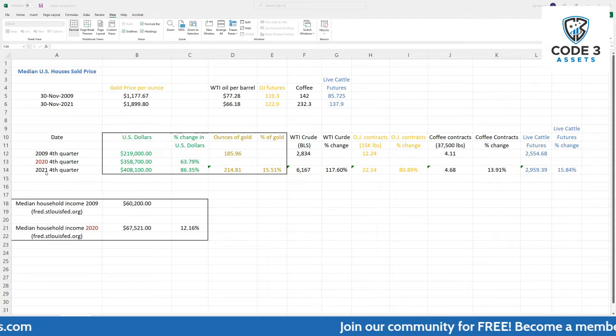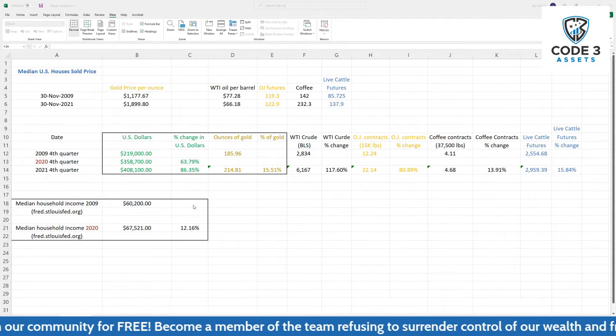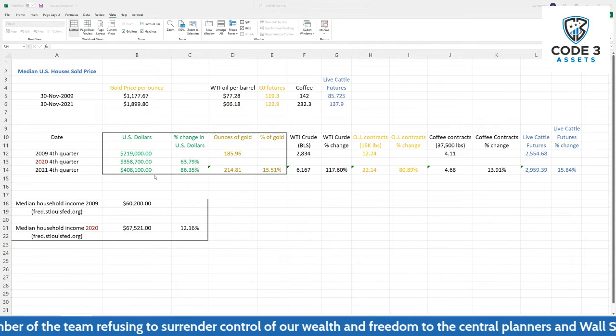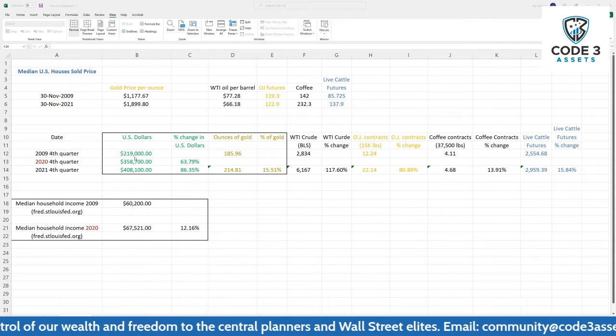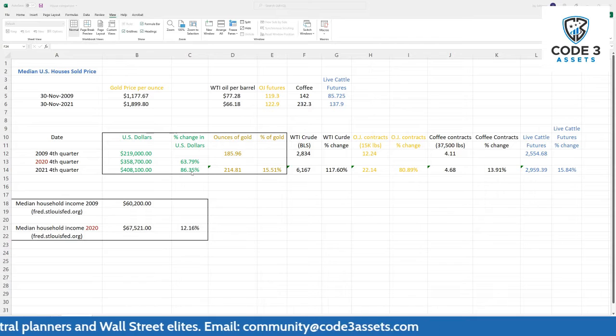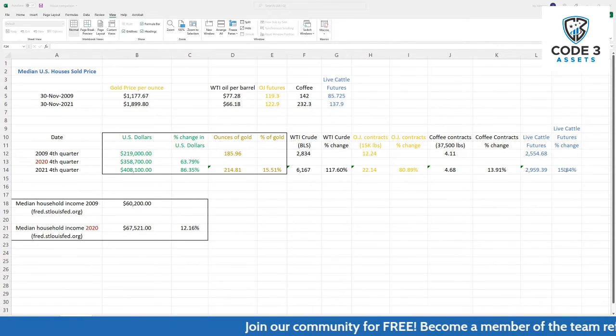But in the fourth quarter of 2021, the median price of a home in dollars, $408,000. So this is the disruption, all the central planners that started pulling on the levers. You can just see this thing goes nuts. So it's up 86% from 2009 in the amount of dollars. So what that means is the paper dollars floating around in your wallet have become worth less. They have less purchasing power, and the gold has maintained its purchasing power better. So has the coffee, so has the cattle, and so forth.